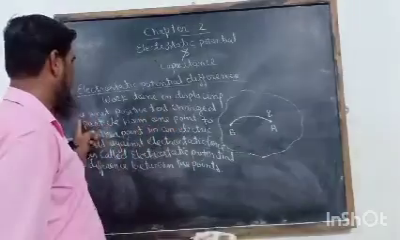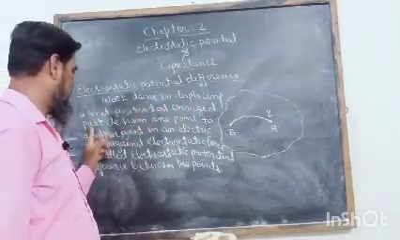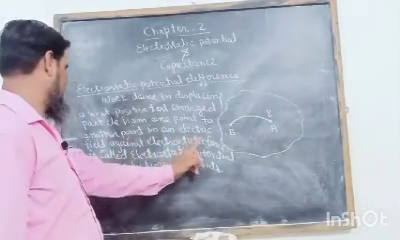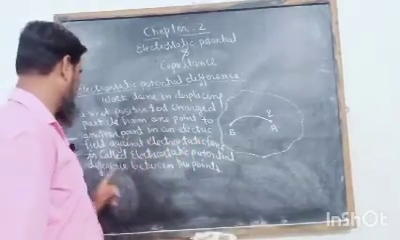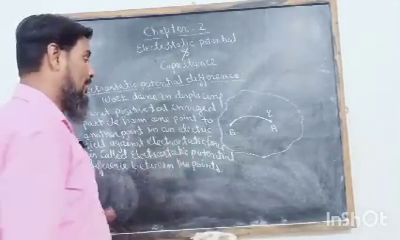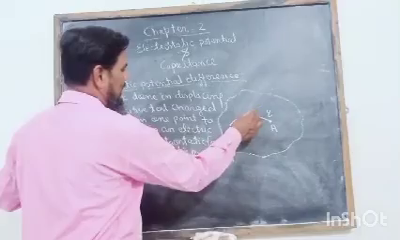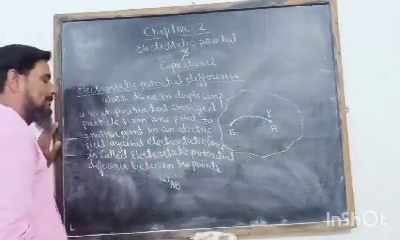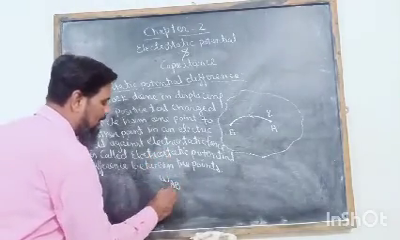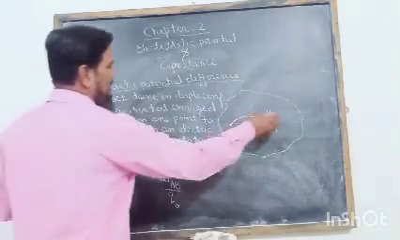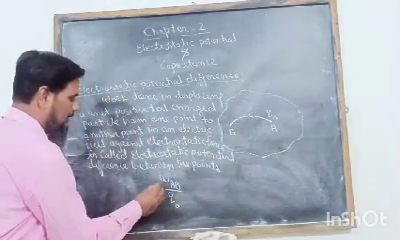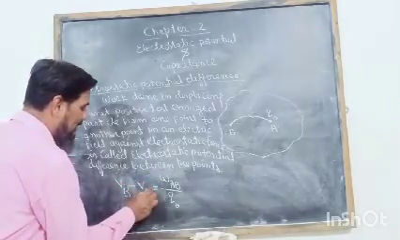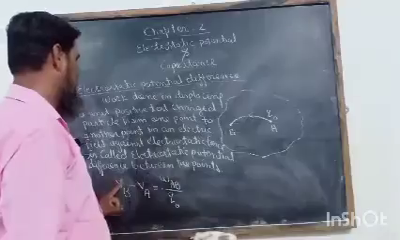Work done in displacing a unit positive test charge particle from one point to another point in an electric field against electrostatic force is called electrostatic potential difference between the points. Consider a point displaced from A to B, then the work done in displacing the charge particle between A and B will be W_AB upon the positive test charge Q0. So it will be equal to VB minus VA, the work done between the points. So this is the potential difference.